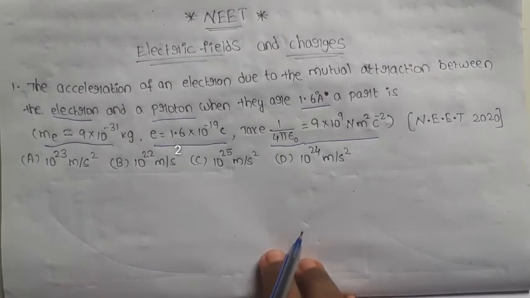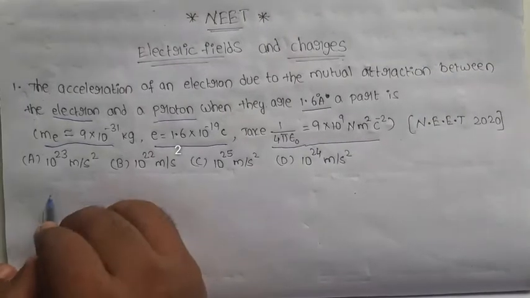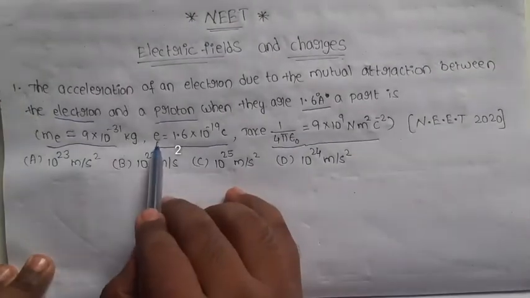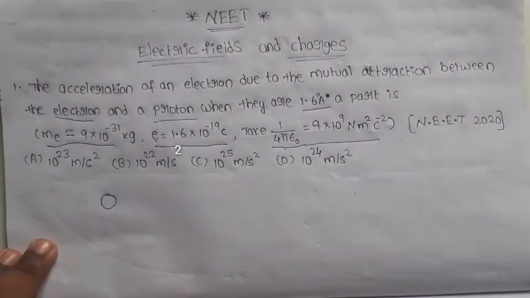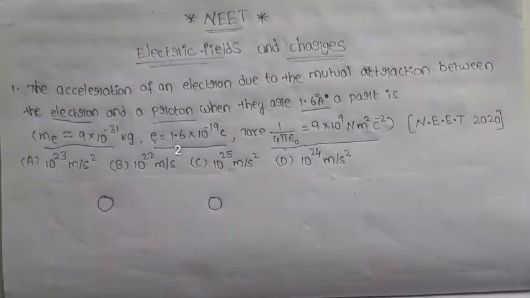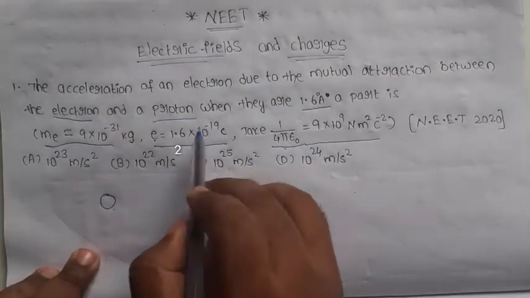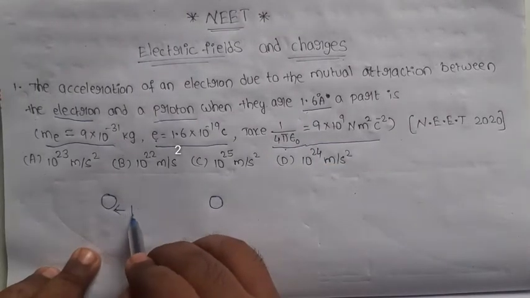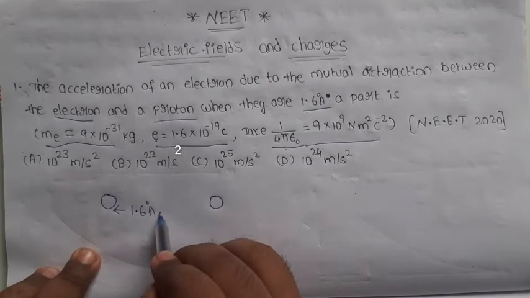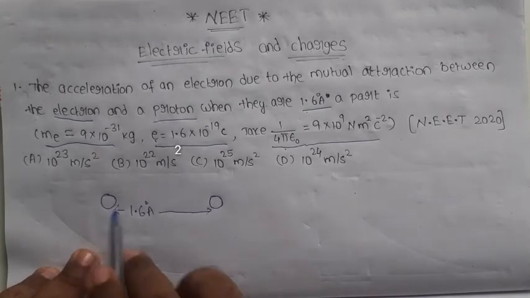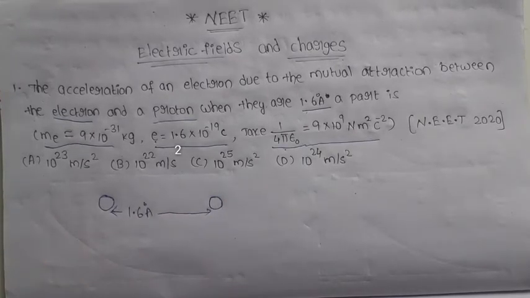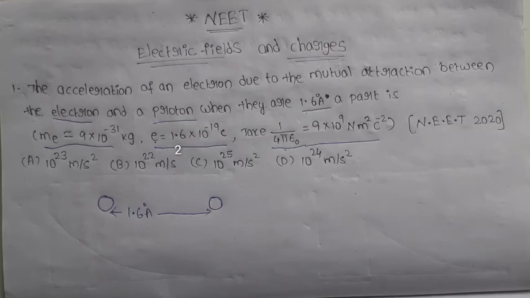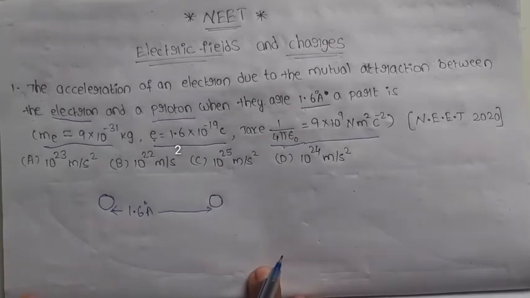So what are the given values here? Mass of the electron, charge of the electron, and the constant value and distance. Suppose I am taking this as proton and this as electron, separated by a distance of 1.6 angstroms, the distance between proton and electron. So we are going to find the force of attraction between the proton and electron.